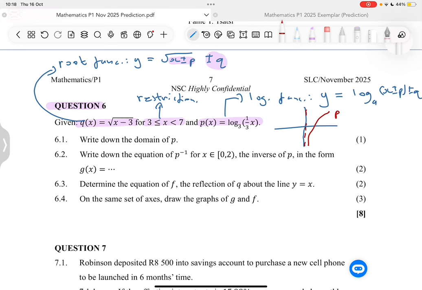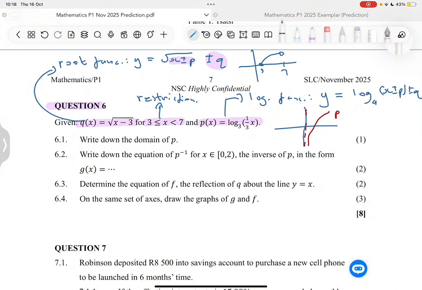And if I were to quickly draw the root function as well, you would see that it is a function that is on the positive side. So it's half of a parabola. Remember, the root function is a parabola that has been restricted. It's half of a parabola. So this function here would be this one, the function that we have here. And it really starts at 3, which is included, and it ends at 7, and 7 is not included.